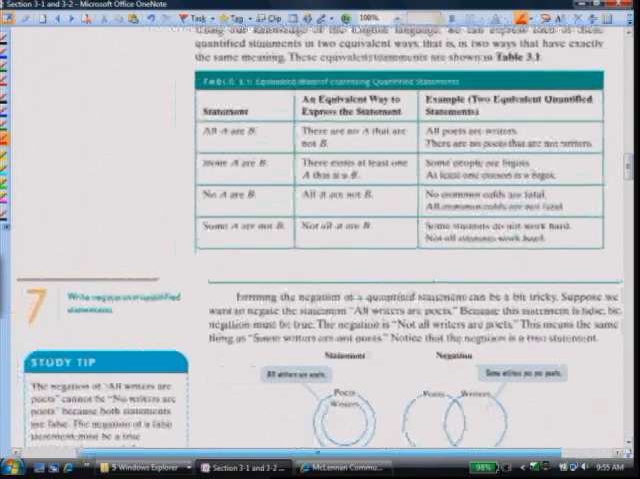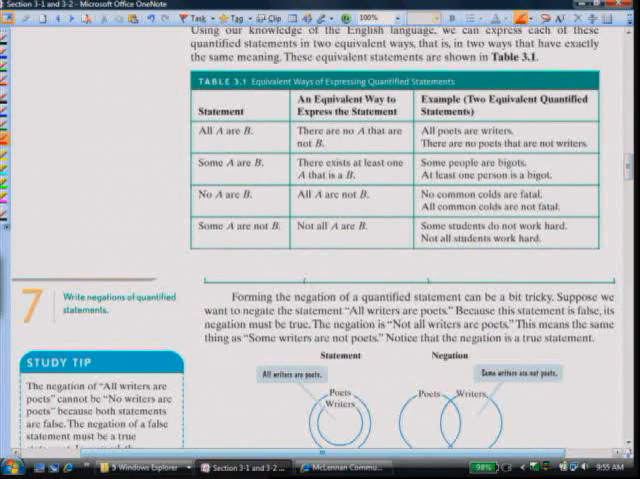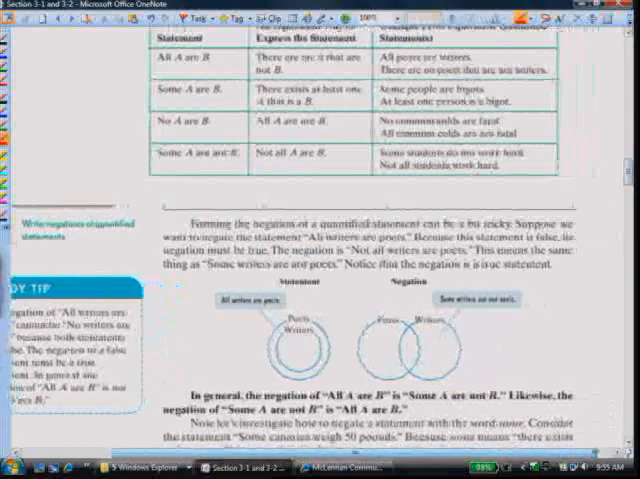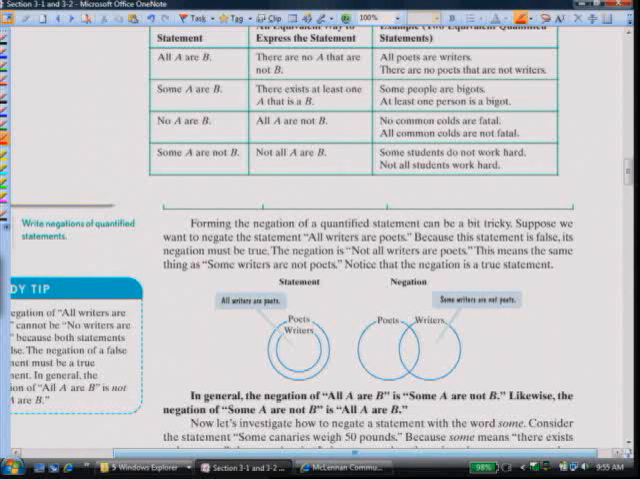Okay. So what we then do is negate a quantified statement. We're just working slowly through. I told you what a statement was. I told you about the negation of a statement. I told you about the notation that you're going to use, and now a quantified statement, and now we're going to negate them. Forming the negation of a quantified statement can be a bit tricky.